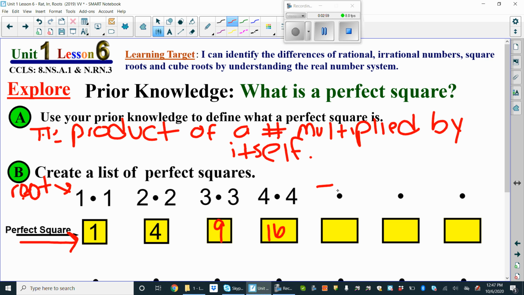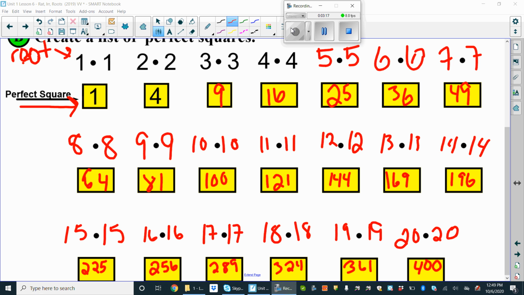And now we're going to fill in the rest of them. 5 times 5 is 25. 6 times 6 gives us the perfect square of 36. Go ahead and complete the rest of this page up until 20 times 20. Okay, so here we have the rest of our perfect squares. As you can see, all of the perfect squares are in the boxes. So just check your work with everything that is there. If you need to, pause it with the answers shown and check your work.